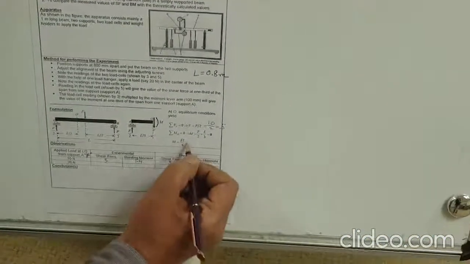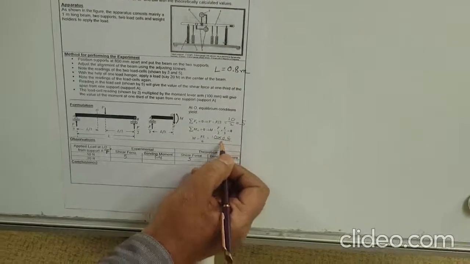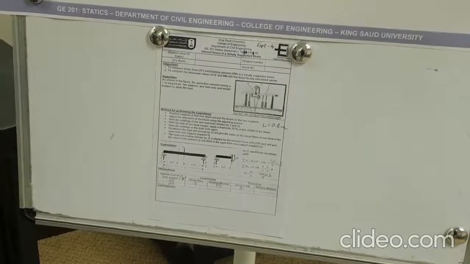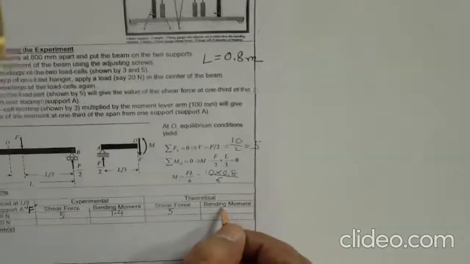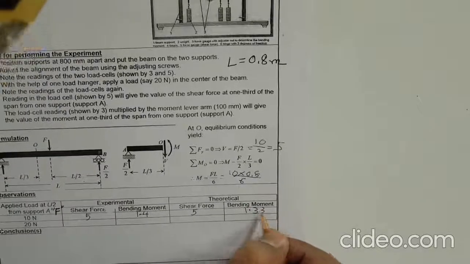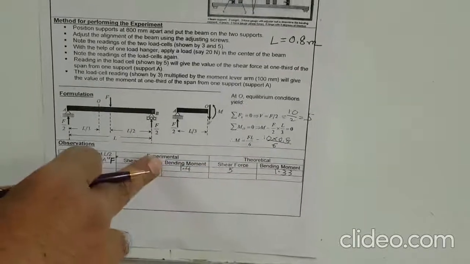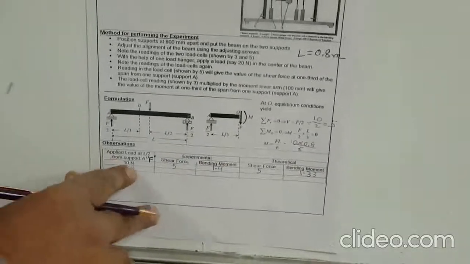So what you have here, F as 10 and L is 0.8 meters, then divided by 6. This is 10 into 0.8 divided by 6, it is going to be 1.33. So guys, theoretically the bending moment we found was 1.33, whereas experimentally it is 1.4. Okay, now let us do one more test and then we'll talk about the conclusion.